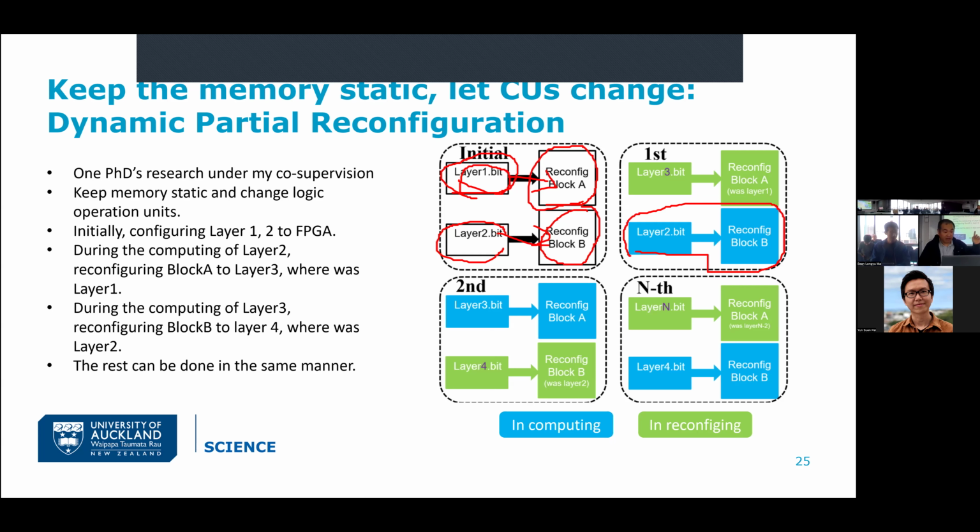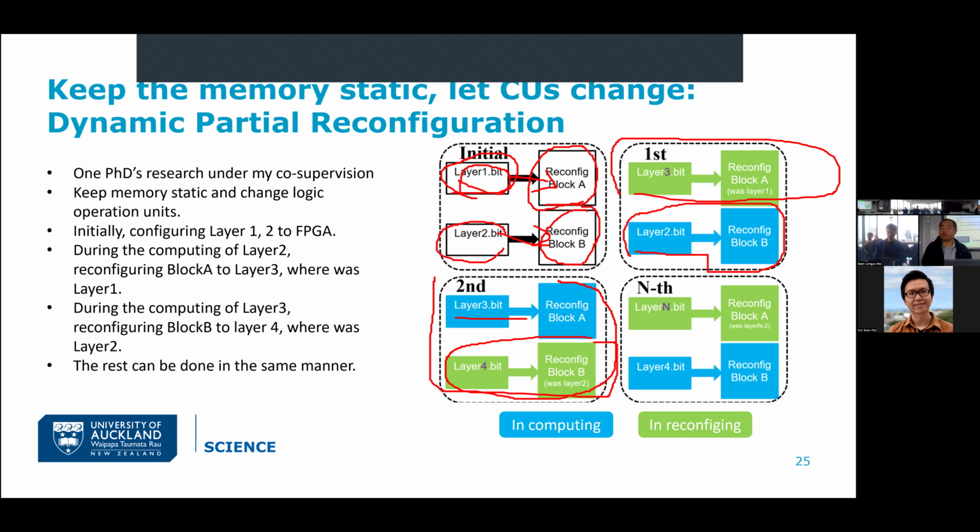In the meantime, we can reprogram this part by giving it the layer 3 computation information. In the second round, we do the same thing, because now we are trying to do the computation for layer 3. Then this part becomes idle, and we program it with the layer 4 computation unit, which is going to be used for the next round. The rest can be done in the same manner. It's just like a ping pong scheme. By doing so, the layers are handled seamlessly.